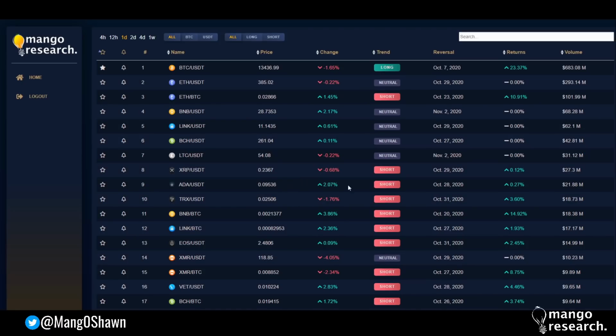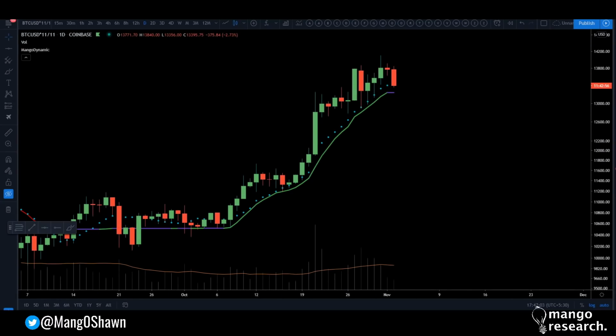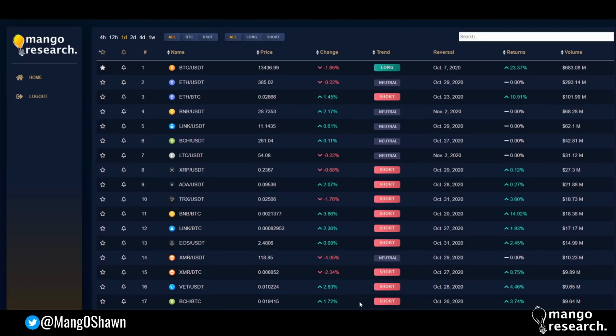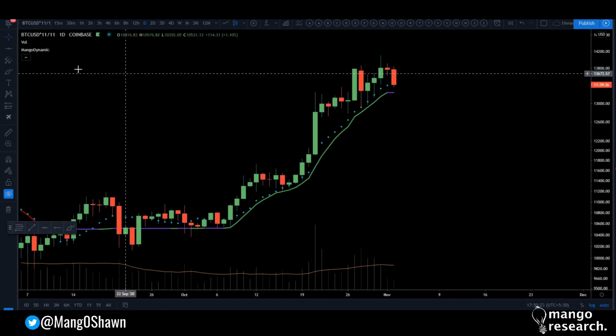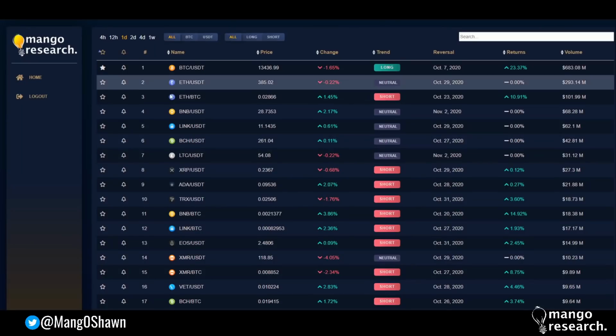And that is the fact that this dashboard is now using the Mango dynamic as its base indicator, guys. Yup, you heard me right. The new dashboard is using the Mango dynamic to get its indications for long, neutral, and short. That is based off this right over here. So when you see green, purple, red, etc., it is going to be reflected on the dashboard accordingly.